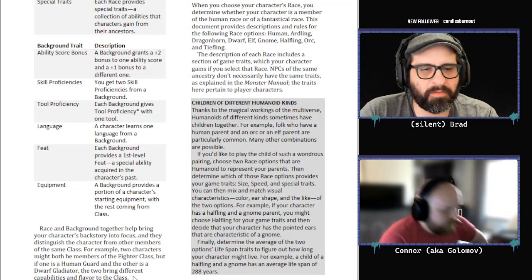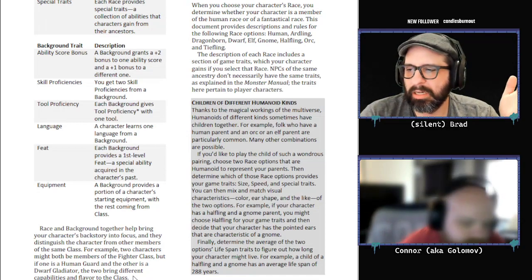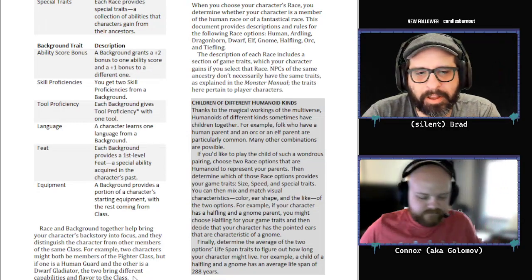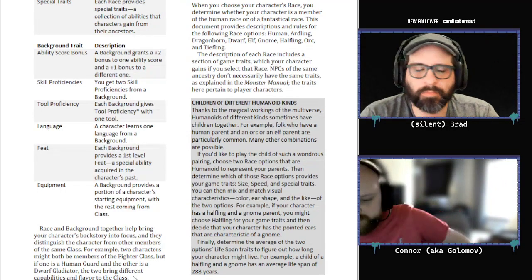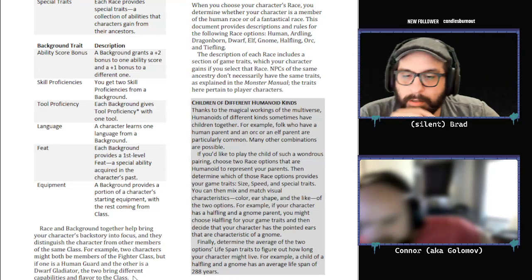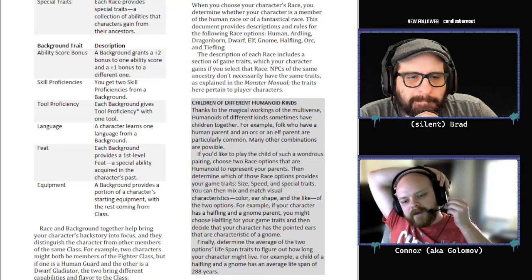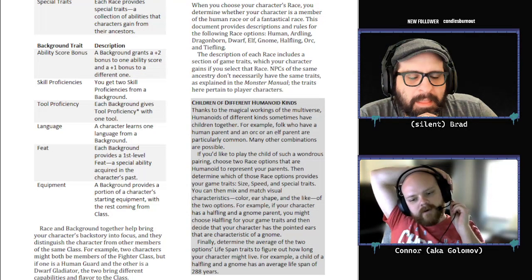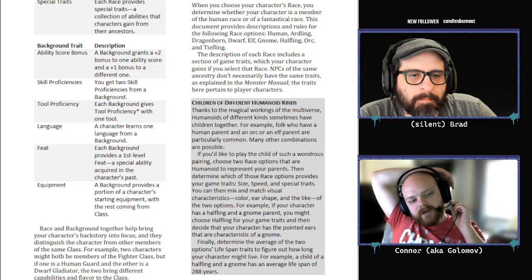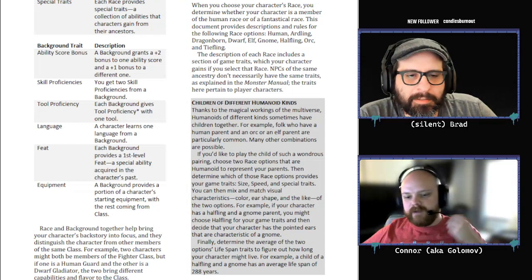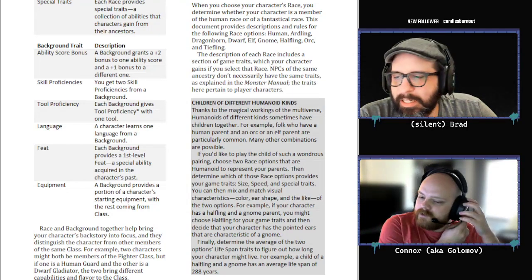Everything else you mix and match the visuals, and then you get the average of their lifespans. Because you never really heard of half dwarf, half elves, right? Exactly. It's always half humans. So yeah, this opens up the ability to do that a lot easier. Exactly. Yeah.